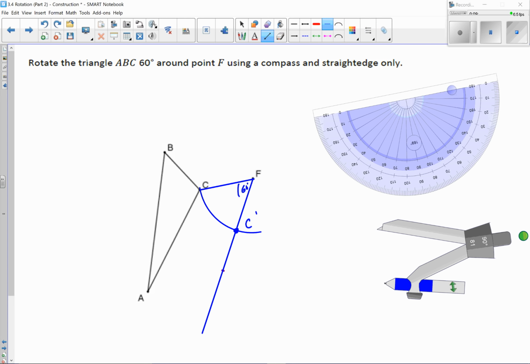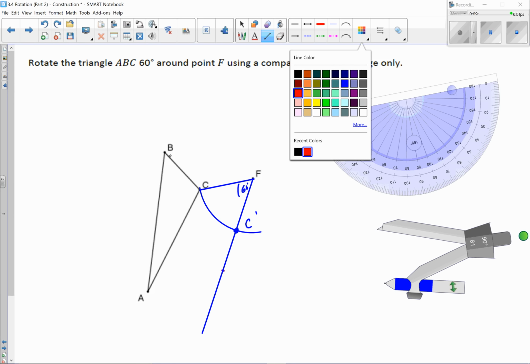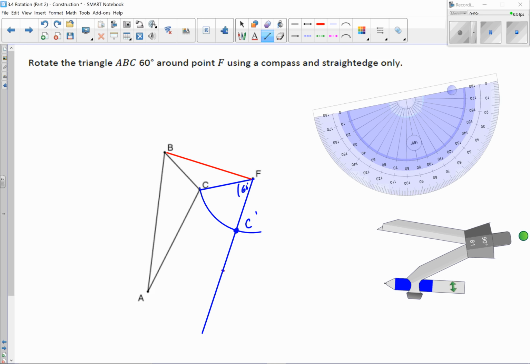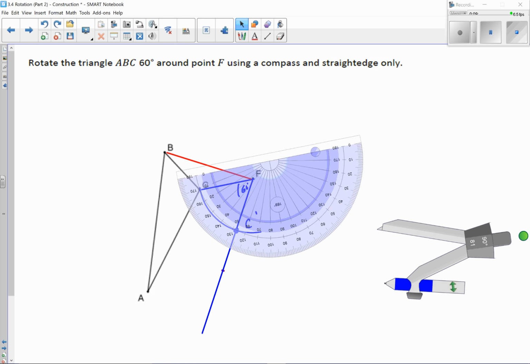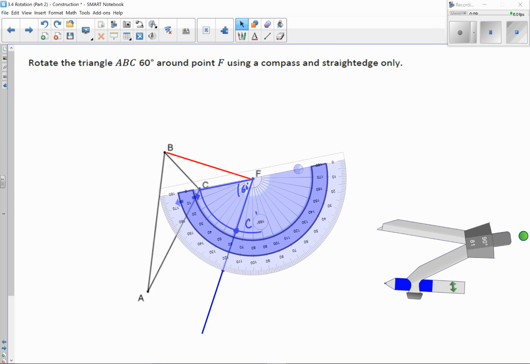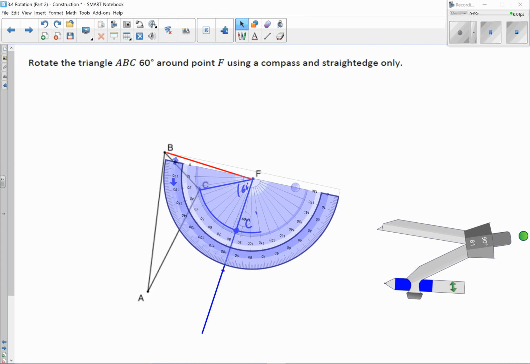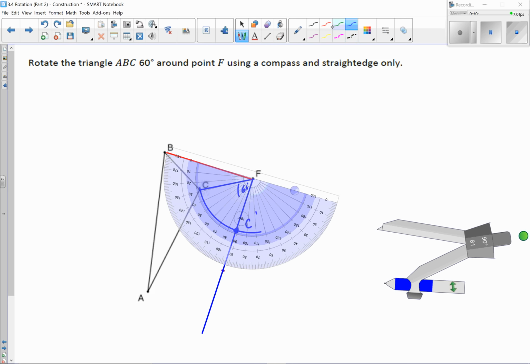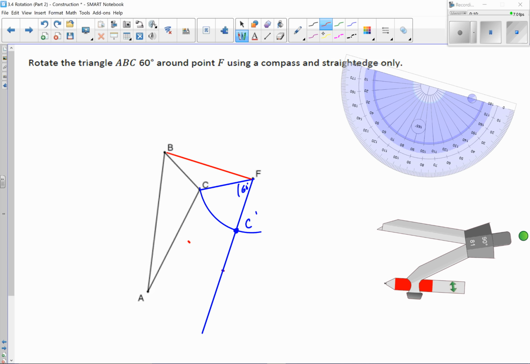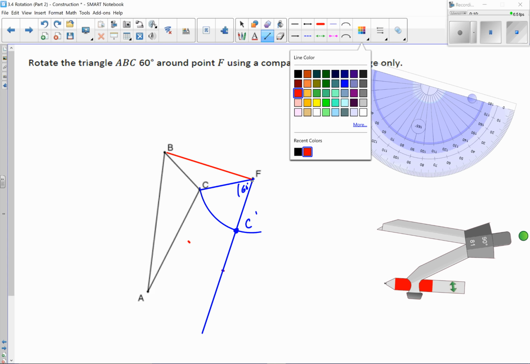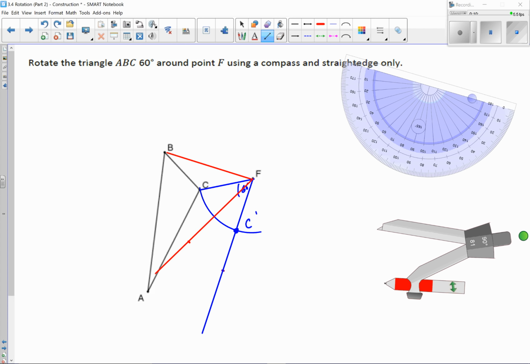I'm going to use a different color here for each of them so that it's easier to see. So let's see here. Let's do from B now. So let's go B to F. Again, I'm going to line up my protractor here. I want to put this right on the line segment BF, again, as accurately as possible. All right, I'm going to make a mark at 60. Now I can move my protractor away. And now draw a line segment from F through that point.